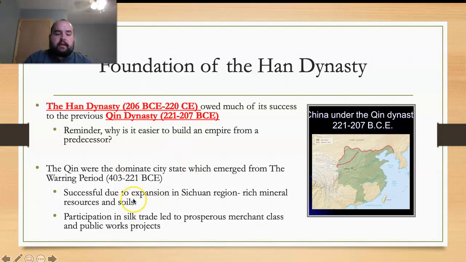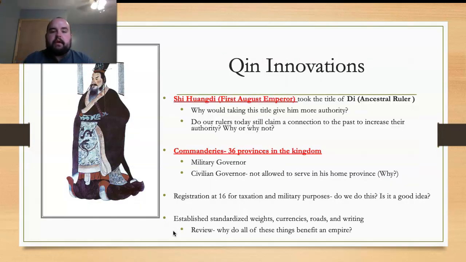Just to give a bit of background on this previous dynasty, they were the dominant city-state which emerged from the warring period in China's history from about 403 to 221 BCE. They were able to become successful due to their expansion into a rich mineral resources area and their participation in the Silk Road, which led to quite a bit of economic prosperity, as you would probably imagine. A couple of innovations they're responsible for that the Han were able to adopt to a certain degree.